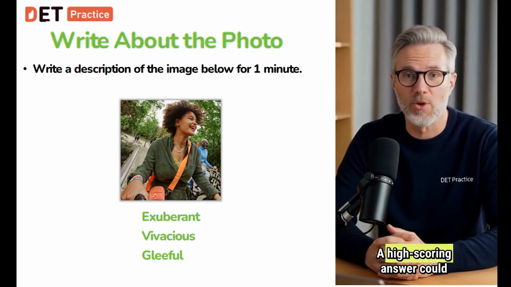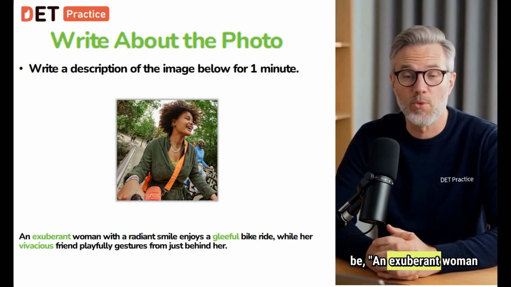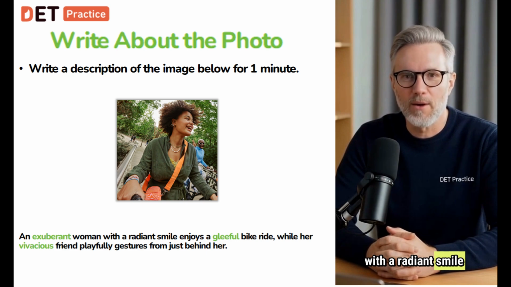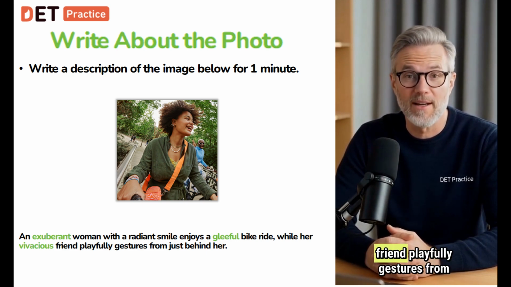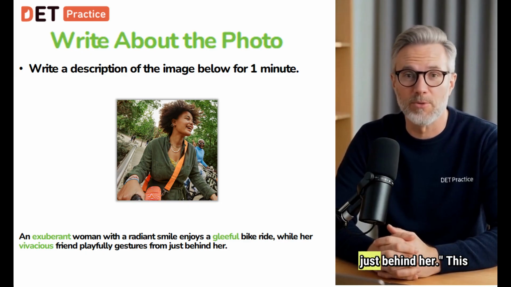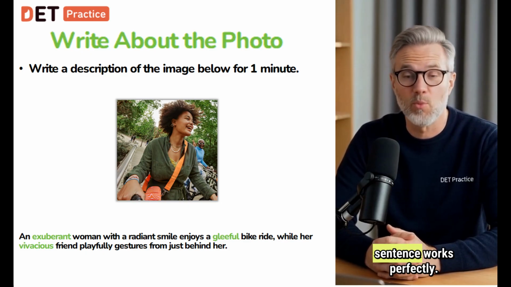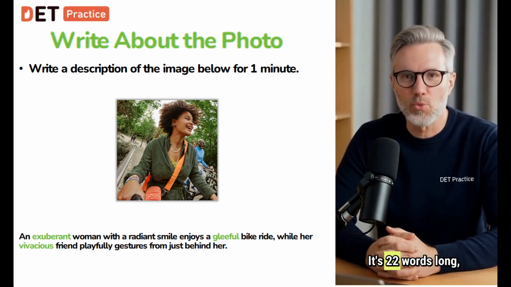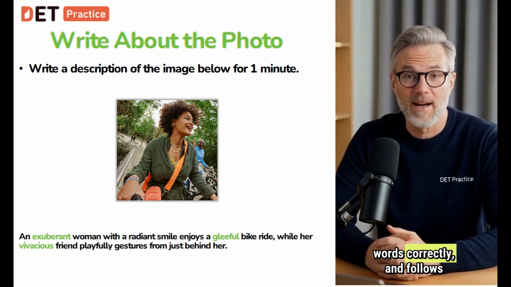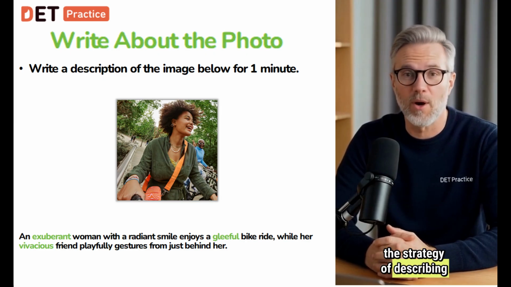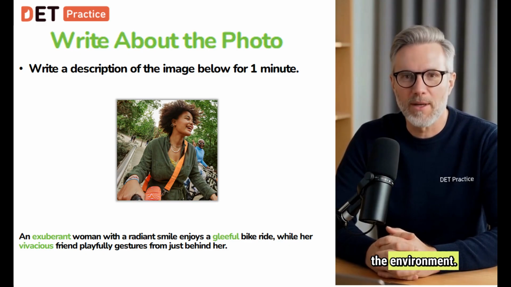A high-scoring answer could be, an exuberant woman with a radiant smile enjoys a gleeful bike ride while her vivacious friend playfully gestures from just behind her. This sentence works perfectly. It's 22 words long, uses our 3 advanced words correctly, and follows the strategy of describing the people, their emotions, and their actions in the environment.